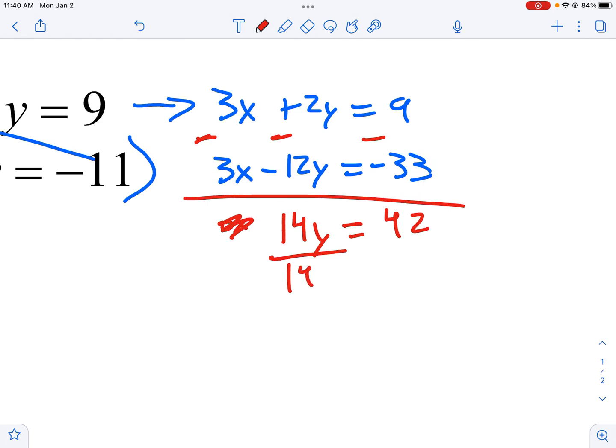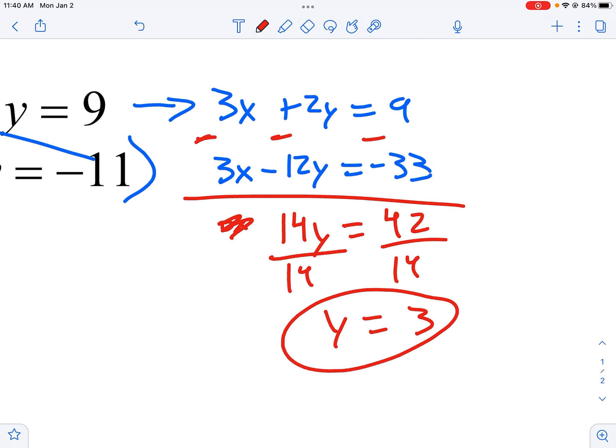Awesome. So now I got that. I can finish solving for y. I divide by 14, and I got that y is 3. Hooray! At least I hope it's 3. I'm going to double check that. 42 divided by 14. Make sure I'm not leaving it straight. Okay, we got that. y is 3.